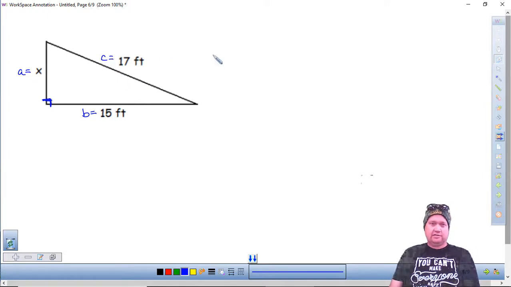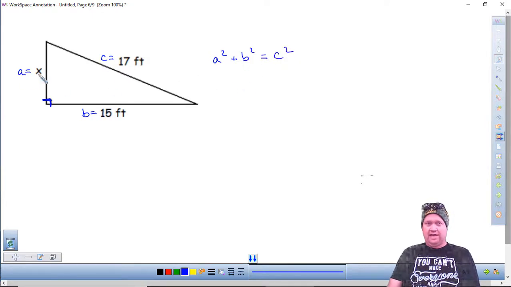And so C is 17 feet. So let's take a look. This could be any real life situation. Could be a ramp, could be a ladder leaning up against a house, could be a road. So here we go. We'll write a squared plus b squared equals c squared. We always want to start with our formula.